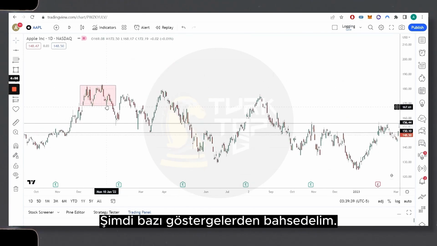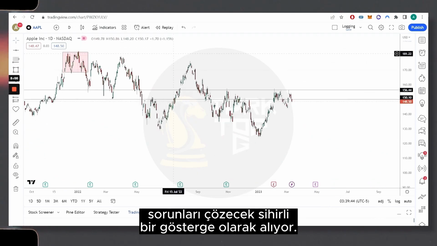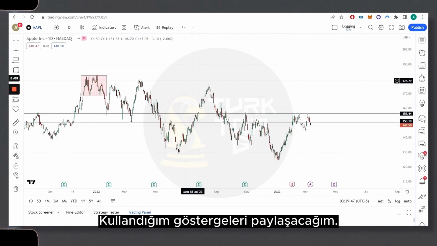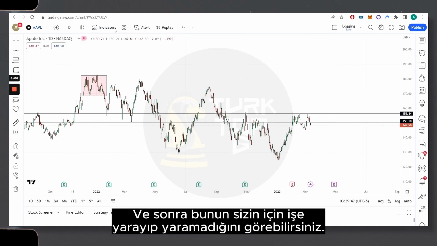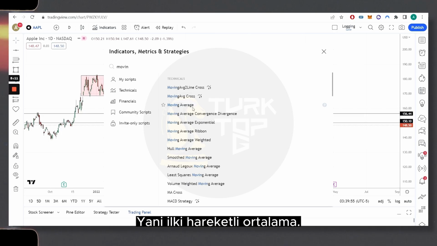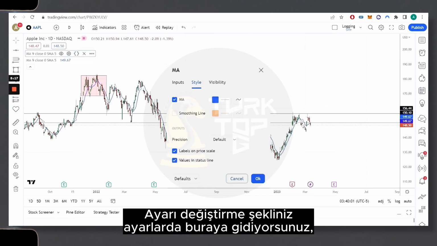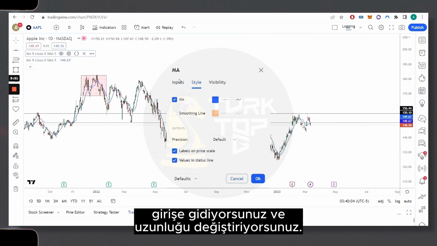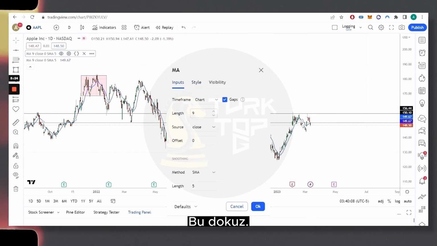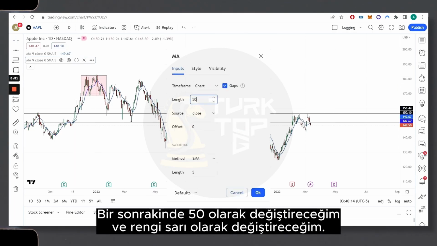Now let's talk about some indicators. I know most of the guys come in trading thinking there's a magic indicator that will solve all their problems. That's usually not the case. I will share the indicators that I use and then you can see if that works for you or not. So the first one is moving average. I use two kinds of moving averages. I use 9 and 50. The way you change the setting is you go here in the settings, go to input, and you will change the length. This one is 9, so it's perfect for me. The next one, I will change it to 50. And I will change the color to yellow.